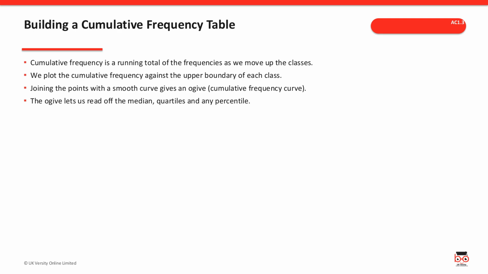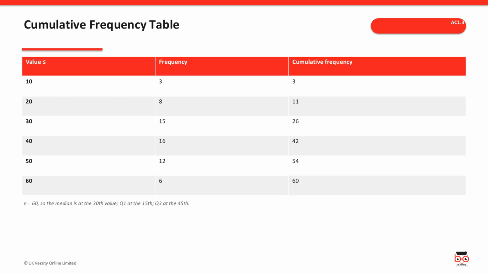Cumulative frequency is just a running total of the frequencies as you climb up through the classes. We plot that running total against the upper boundary of each class, so against 10, 20, 30, and so on. Join those points with a smooth curve, and you get what's called an ogive, a cumulative frequency curve. The lovely thing about the ogive is that you can read the median, the quartiles, and in fact, any percentile straight off it. Let's build one.